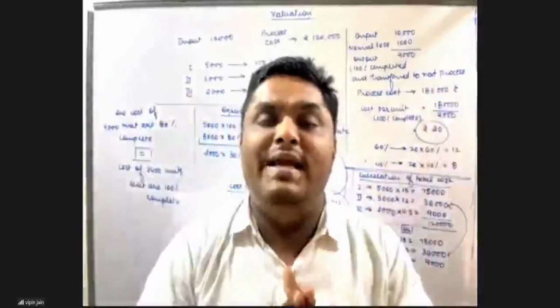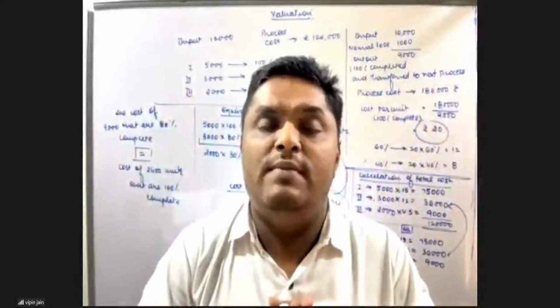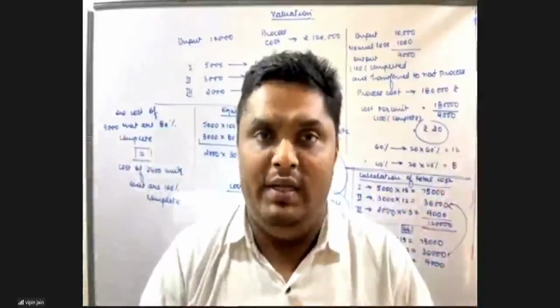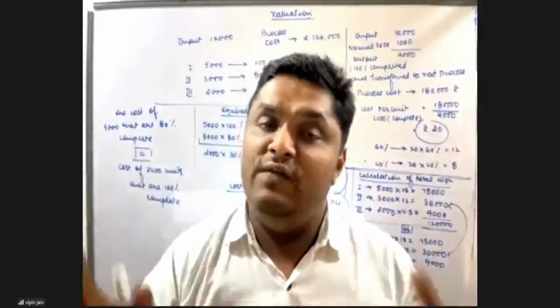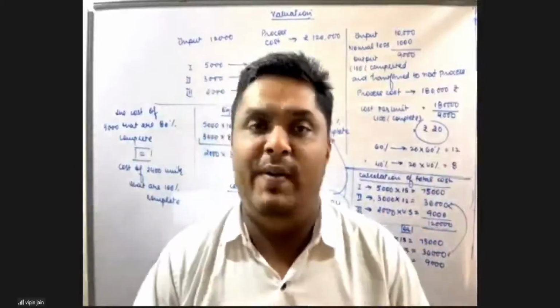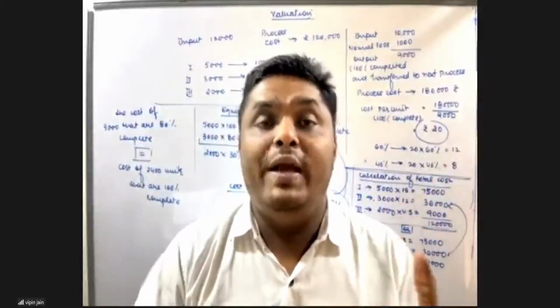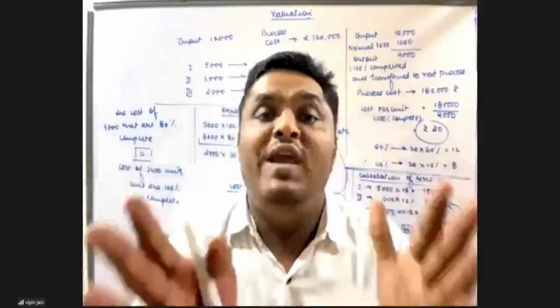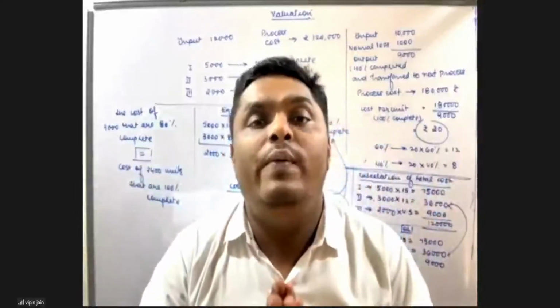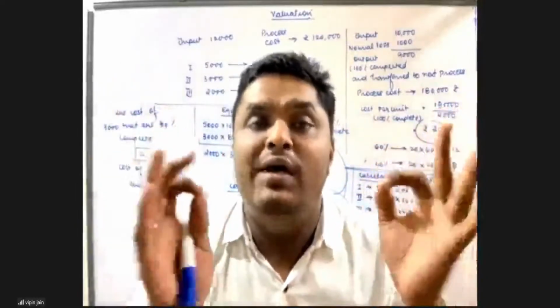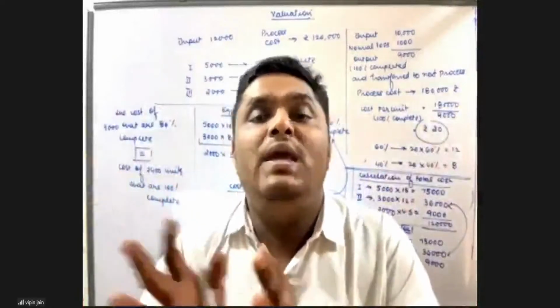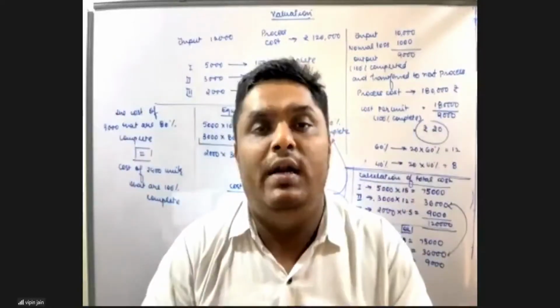I repeat again, guys, this concept of equivalent production comes into picture when there is work in progress, that is, the units started for production but remain unfinished by year end. So we have to calculate cost per unit. We have to first calculate the equivalent number of units. Cost per unit calculate करने के लिए हमें equivalent number of units calculate करने पड़ेंगे.